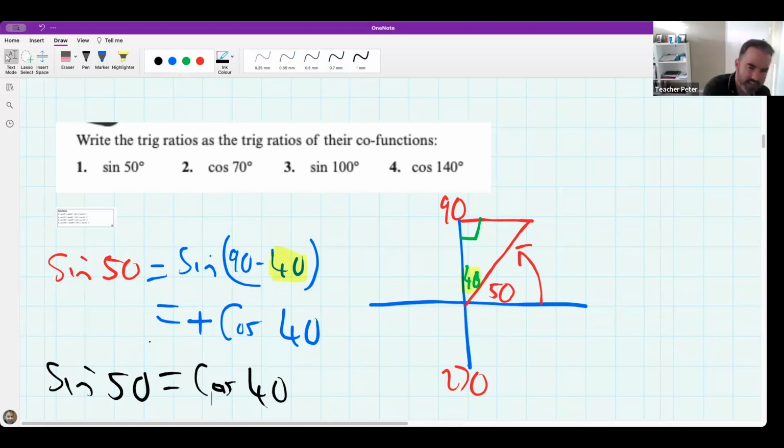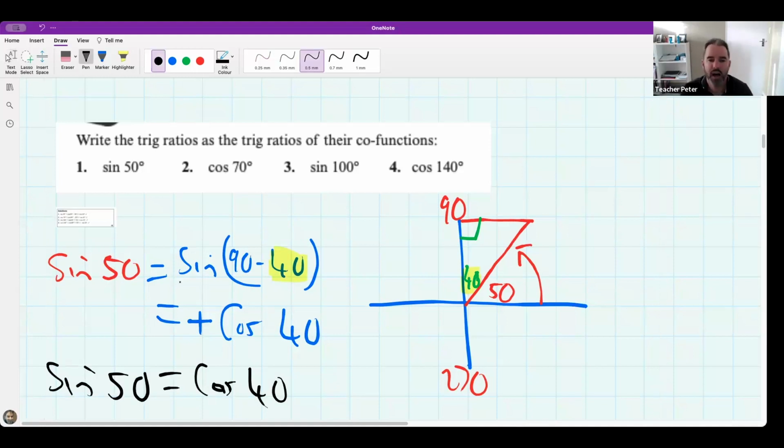Just put that in your calculators and check for me quickly. Is that true? Give me a T if it's true. Give me an F if it's false. So the sine of 50 is the cos of 40.